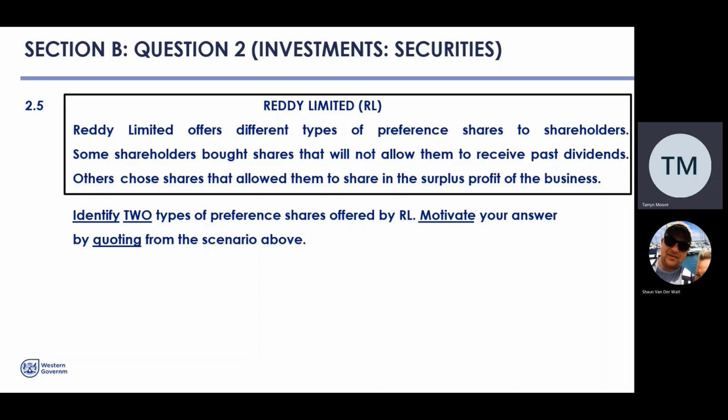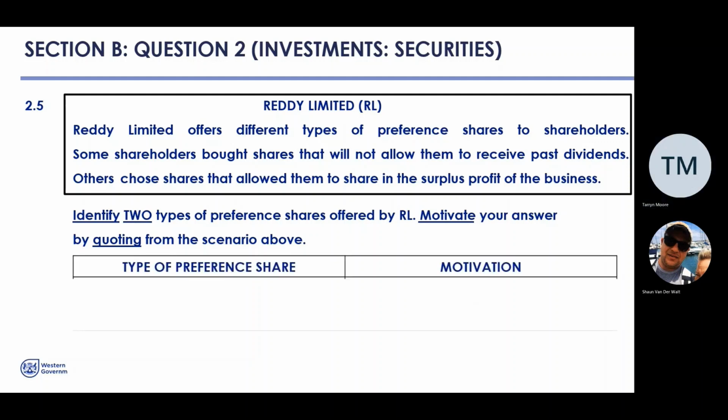So we're looking at the two types of preference shares. So you are identifying, where you are identifying it? From the scenario. And you are motivating by quoting from the scenario. Now, in most past papers, you would have seen that they use a table, or they use the table that's given in the question paper as a guide.